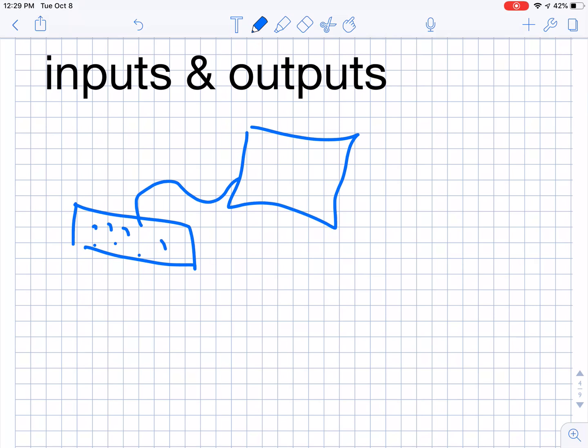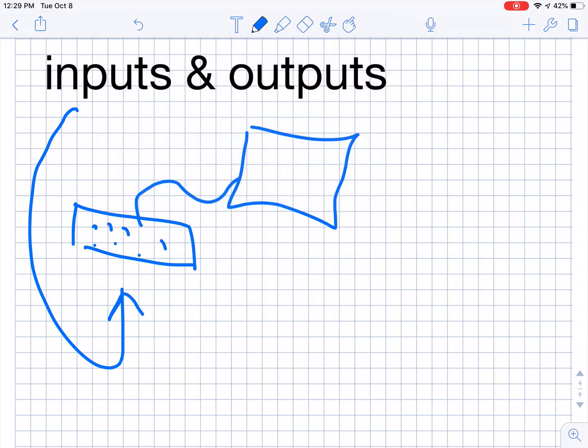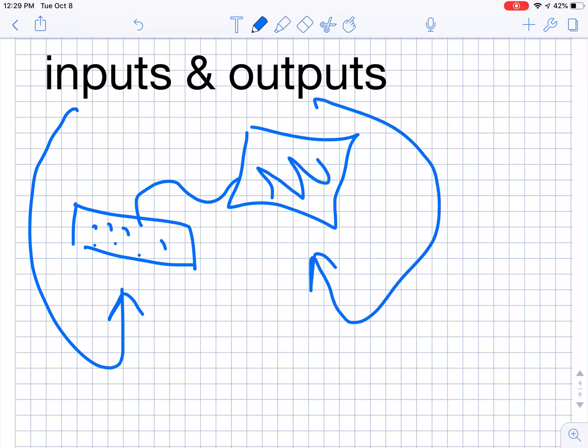Let's pick on input first. So I'm hoping you're saying that input is going to be your keyboard, right? That's where the input is taking place. That's where you're typing your username and password. That's where the action is taking place. And what's the result of that? Well, isn't the result going to be in the monitor, what you see here? And that's going to be your output.